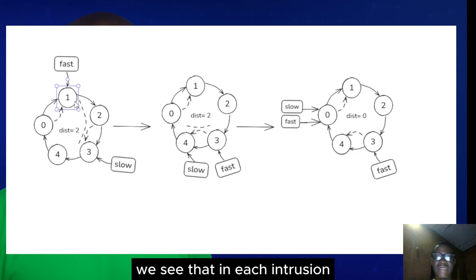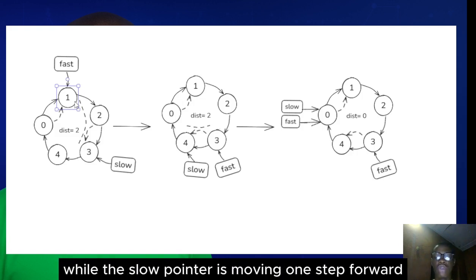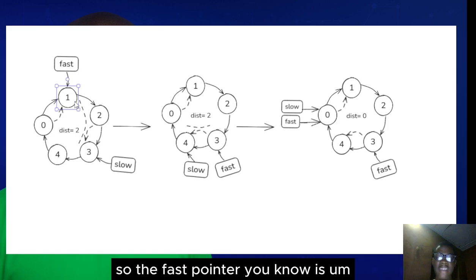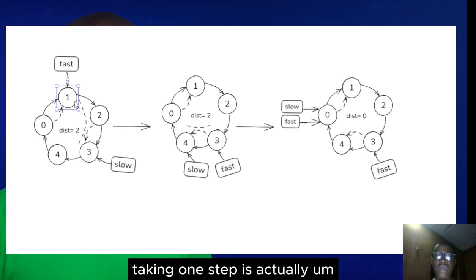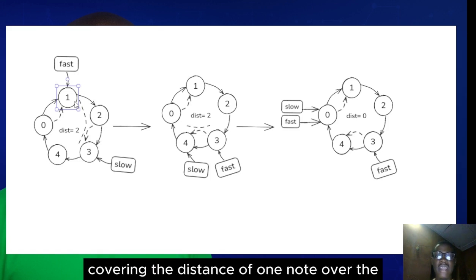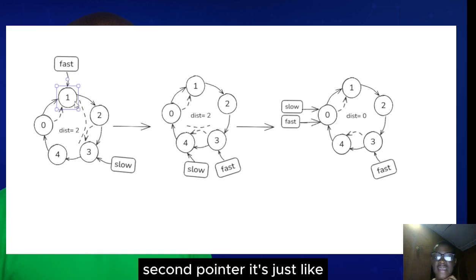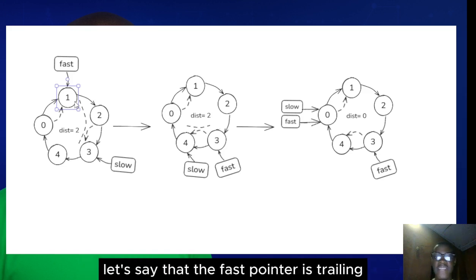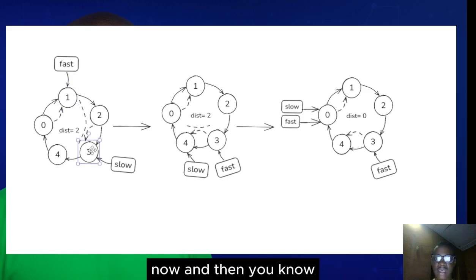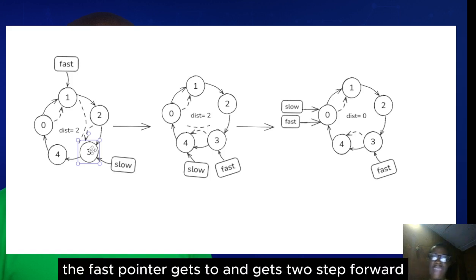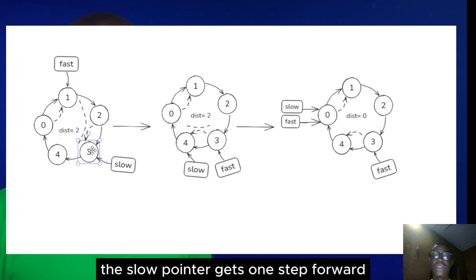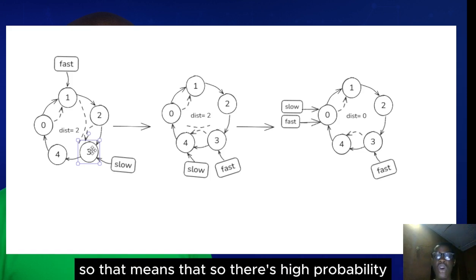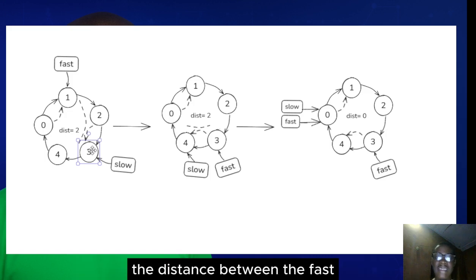We see that in each iteration, the fast pointer is moving 2 steps forward, while the slow pointer is moving 1 step forward. So for every step, the fast pointer is actually covering a distance of 1 node over the slow pointer. Let's say the fast pointer is trailing the slow pointer, and the fast pointer is 2 steps away from the slow pointer. After 1 step, the fast pointer gets 2 steps forward, the slow pointer gets 1 step forward. So the distance between the fast pointer and the slow pointer now boils down to 1. You understand?